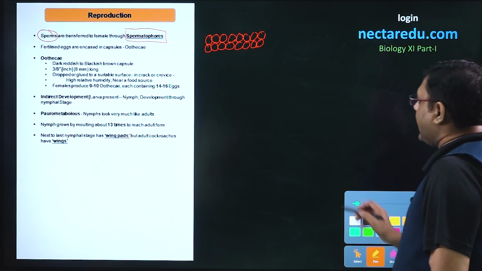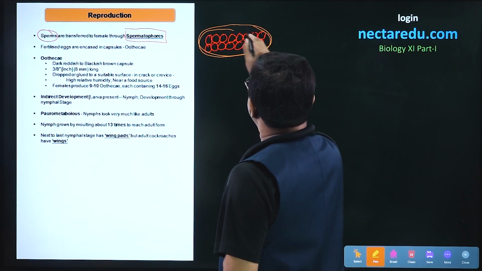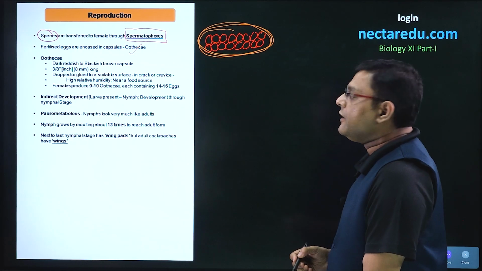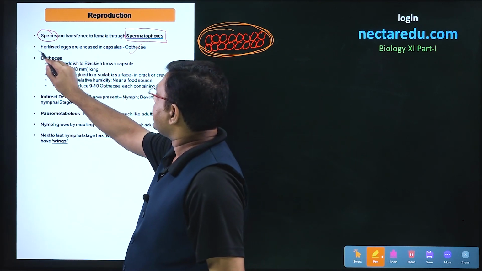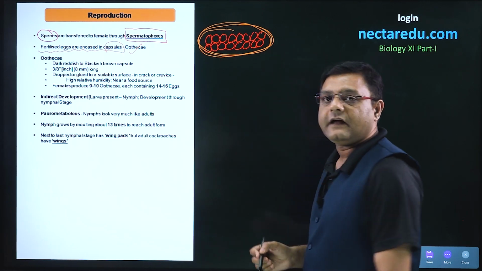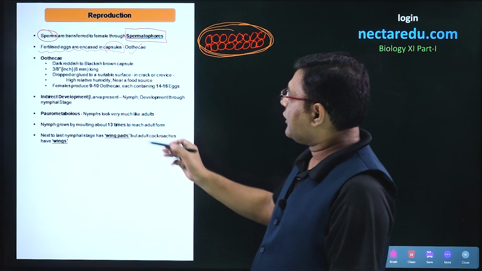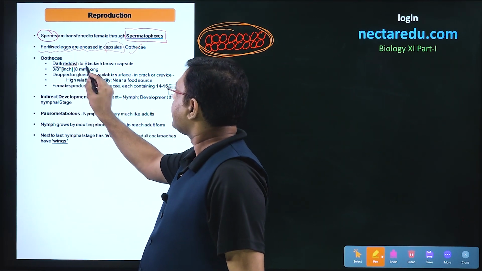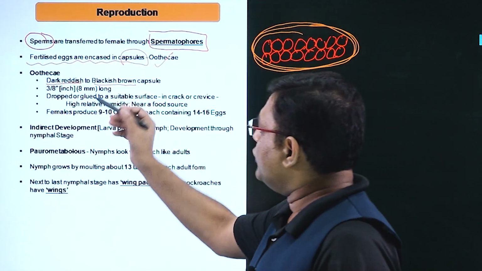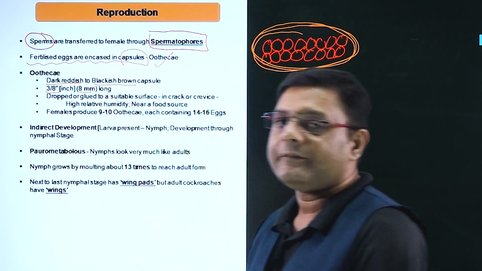After these are fertilized, a pouch shaped structure will be formed, and that structure will be called as oothecum. So that is why we say that fertilized eggs are encased in capsules and the capsules are the oothecae. So this is one ootheca. Talking of the color of oothecae, these are dark reddish to blackish brown structures. Each ootheca measures 3/8 inch or 8 mm long.